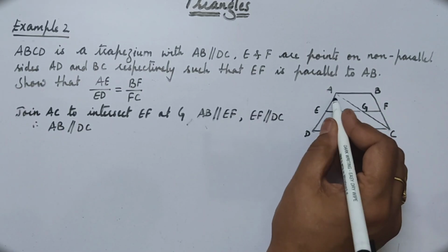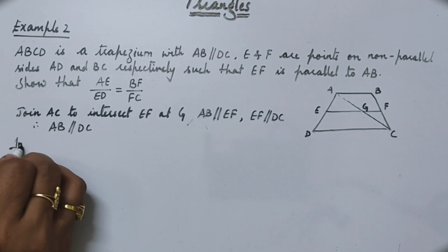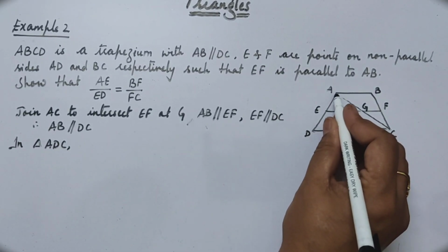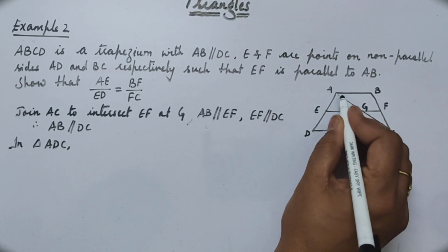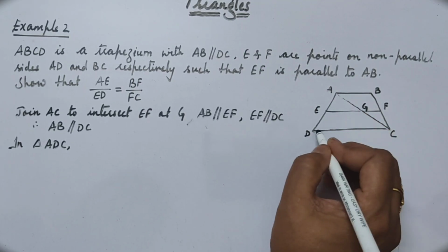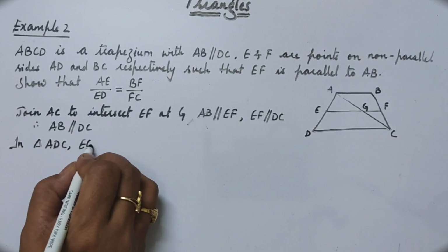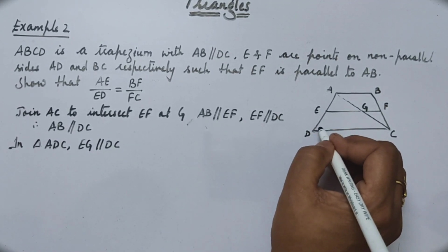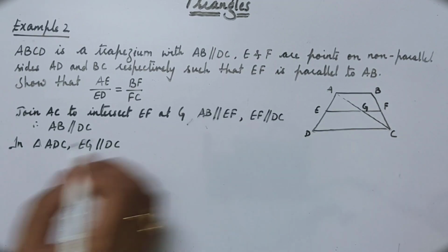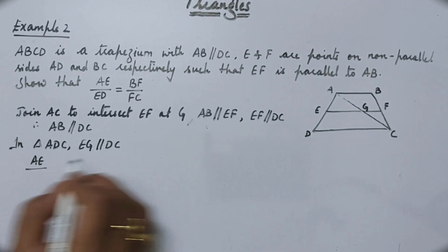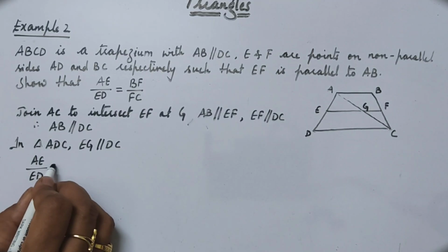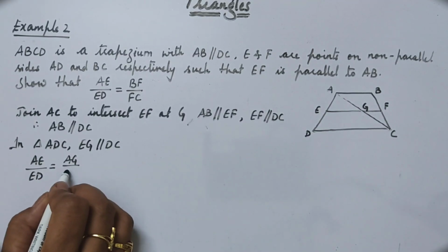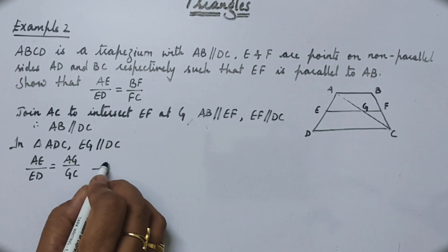Now I'm going to consider triangle ADC. In triangle ADC, check the parallel lines here. EG is parallel to DC. Now when it is parallel, according to the Thales theorem, I can write that AE by ED equals AG by GC. Okay, I got this first equation.